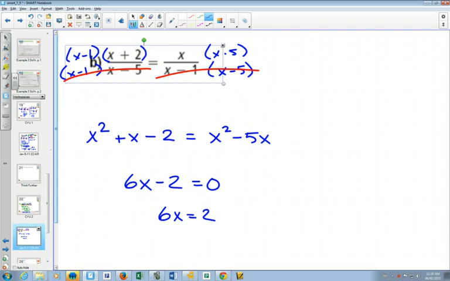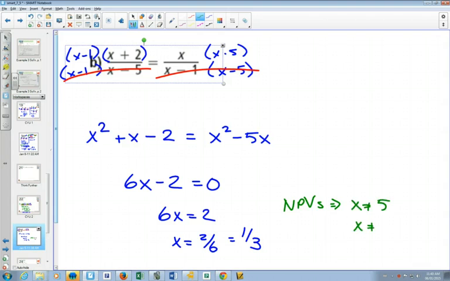So move the 2 over, divide both sides by 6. That fraction reduces to 1/3. What are our non-permissible values? Because we have to check if 1/3 is actually an answer. Well, original equation, x can't be 5. X can't be 1. So 1/3 is fine.